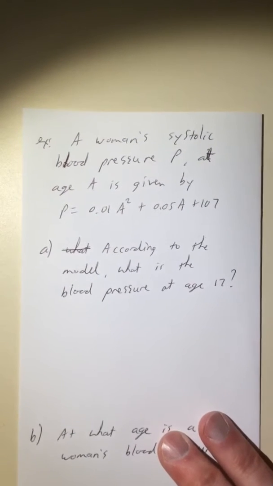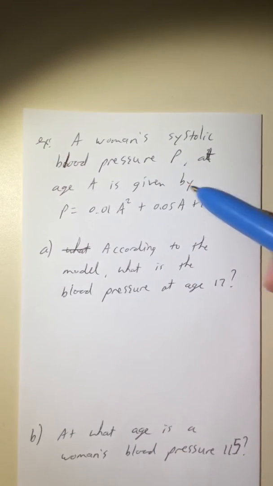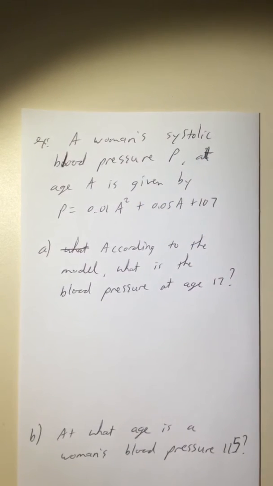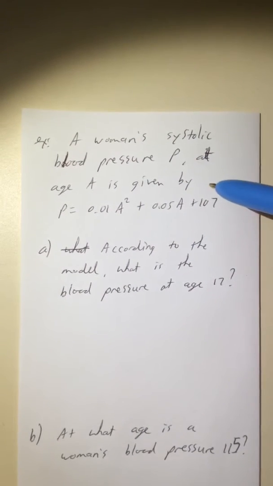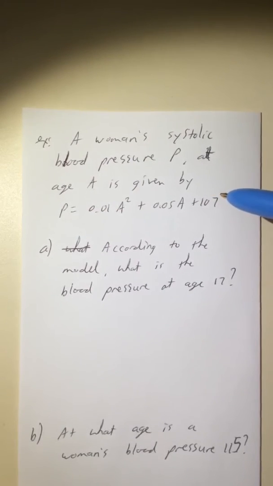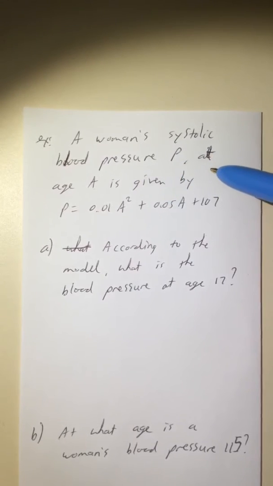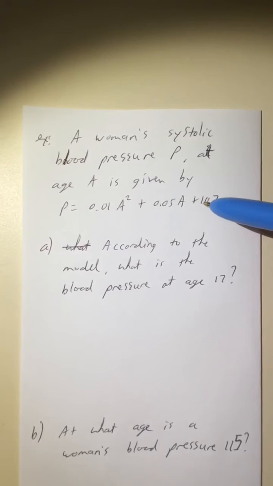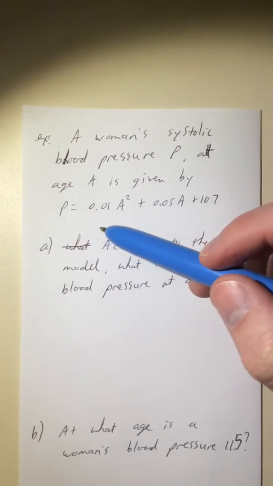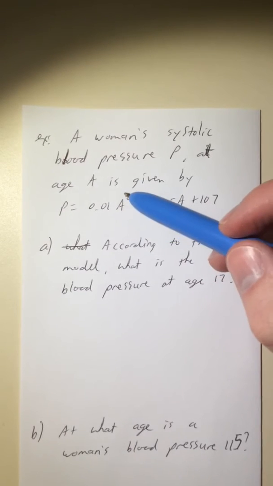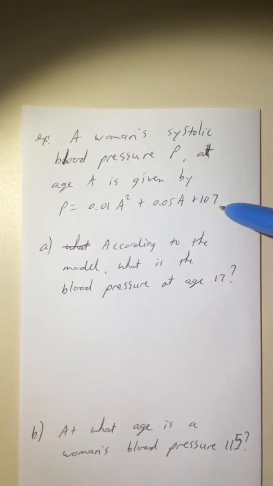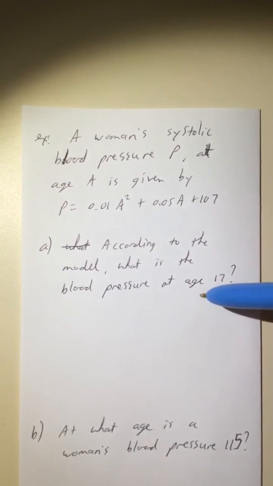so we have some modeling problems that I want to take a look at. Let's talk about the first one right here, which I stole right out of the textbook, by the way. One of the things I like about this textbook author is he works very hard to find good examples that are actually based on real data and facts. So here it is. A woman's systolic blood pressure, P, at an age of A, is given by P equals 0.01 A squared. See, we're at quadratic here. Plus 0.05 A plus 107. According to the model, what is the blood pressure at age 17?